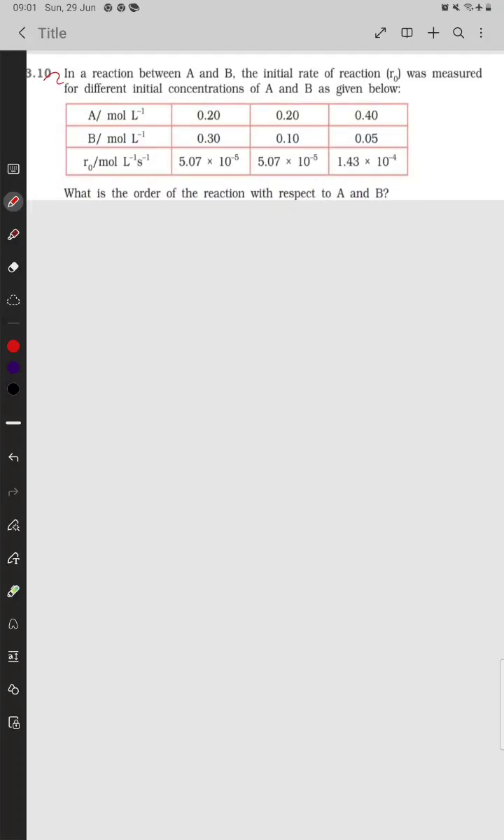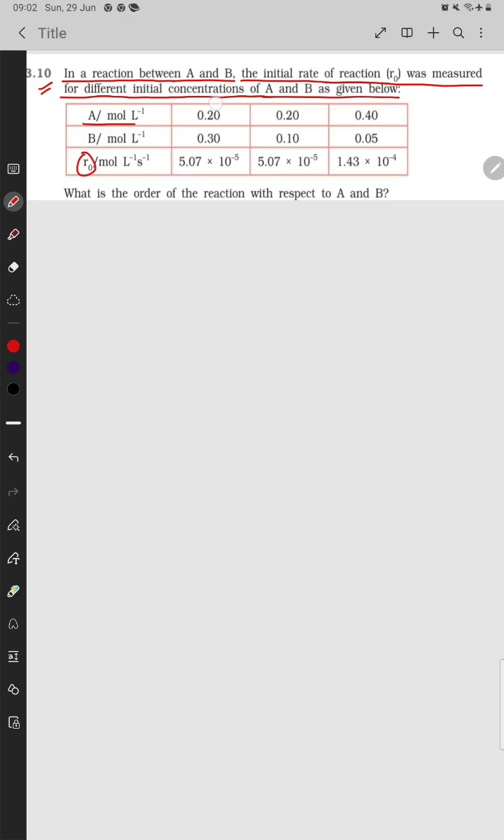Hello student, let's try to see question number 10 of chemical kinetics. What the question is saying, student, is that in a reaction between A and B, the initial rate of reaction was measured for different initial concentrations of A and B. The concentration of A they have given is 0.20, 0.20, 0.40, and B they have given 0.30, 0.10, 0.05.